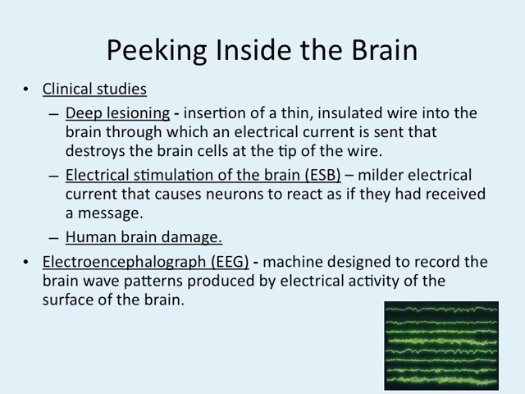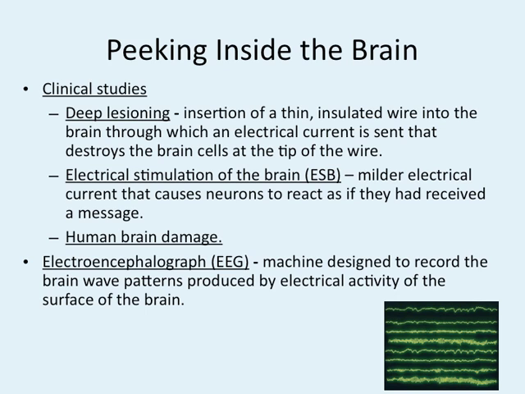And we also use the EEG, which is a machine designed to record brainwave patterns produced by electrical activity on the surface of the brain. We used this when we were talking about memory and sleeping, especially theta, beta, alpha waves, and all of that. Okay, so these are the major ways we look inside the brain.